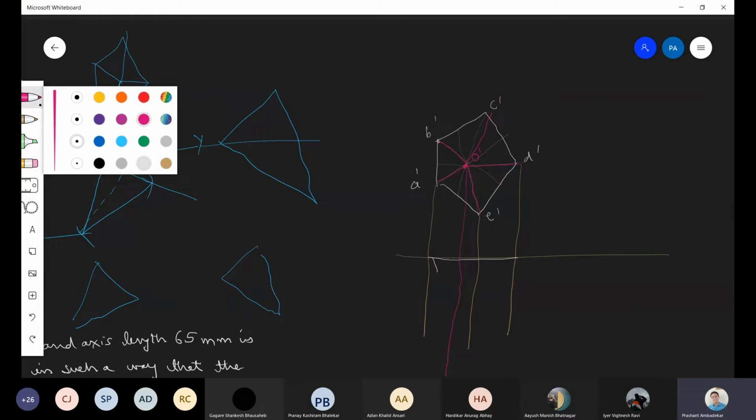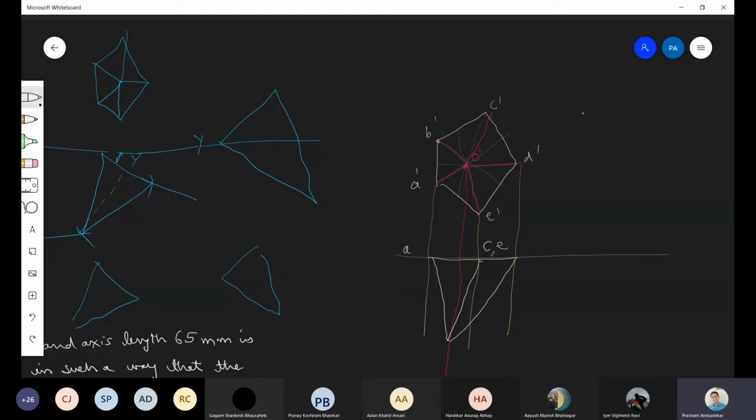So this will become like this. So this point will be what? This will be A and B. This point will be C and E, and this point will be D.